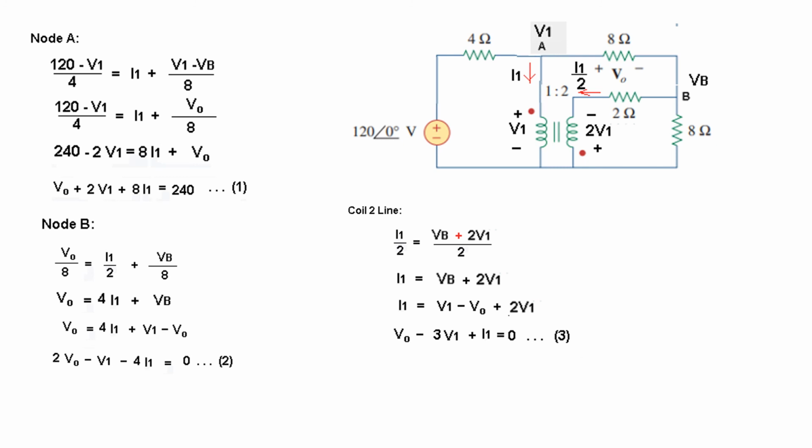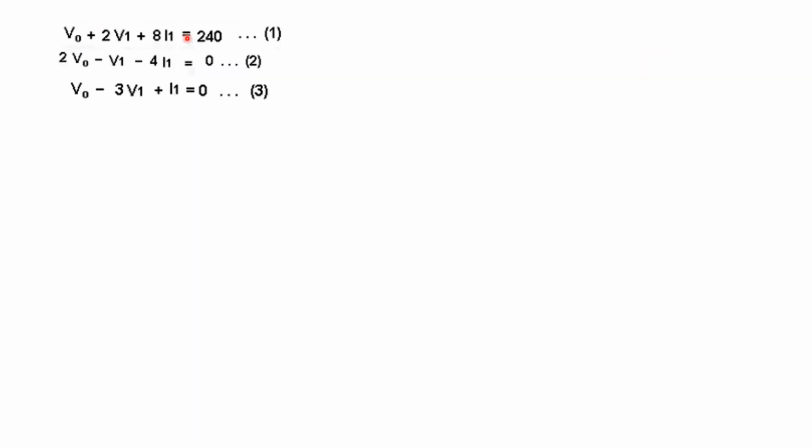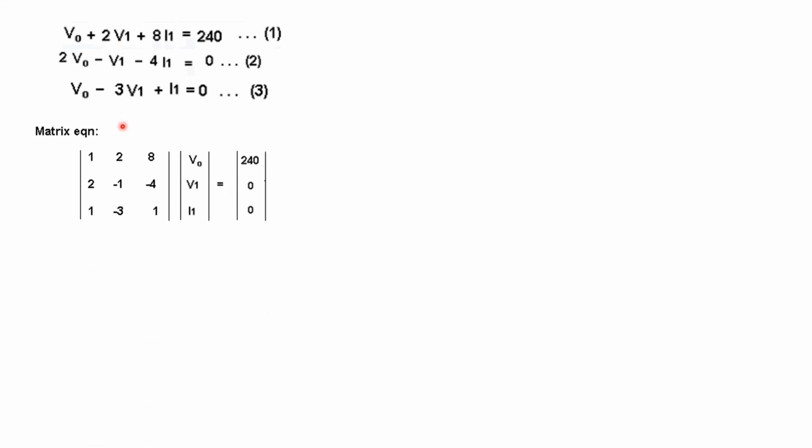And now we can solve. These are the 3 equations, and the easiest way to solve is to use the matrix. So we write them in terms of a matrix, with all the coefficients, all the unknown variables, and the output. And we know that V naught can be found from delta 1 over delta by Cramer's rule.